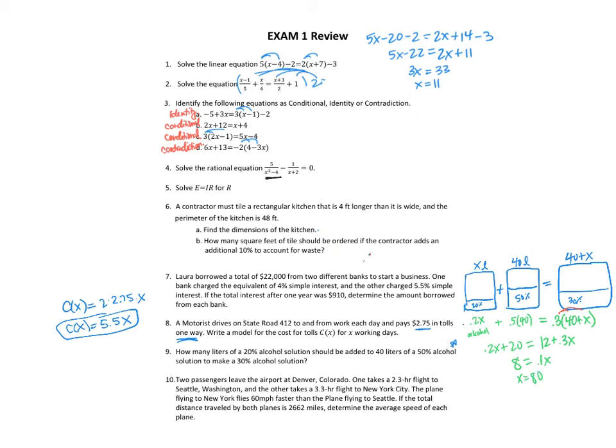So what does that mean? That's 80 liters of this solution is what I need to add to 40 liters of that solution to make a solution that is 30% alcohol. So that's the answer to number 9.